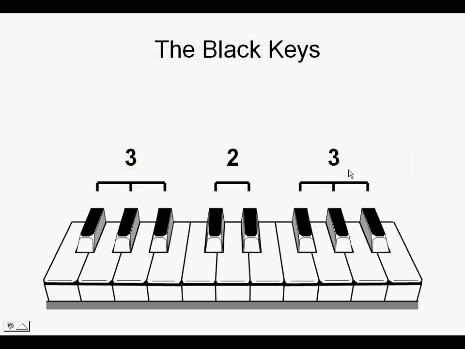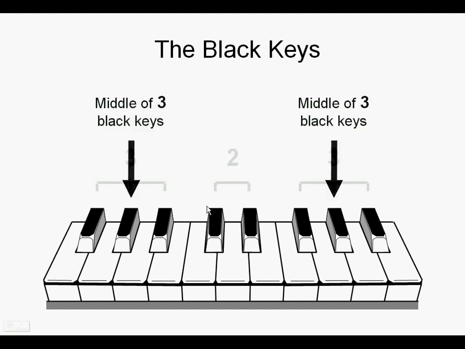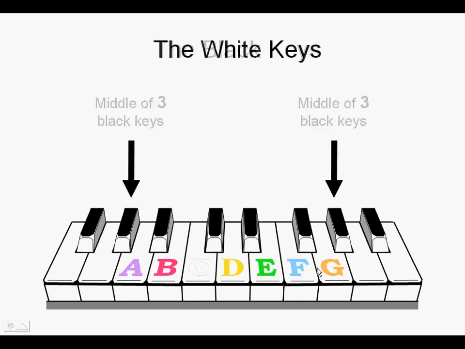The black keys are in groups of 3 and 2, so we can easily find our way. A good place to begin is the middle of the 3 black keys, because the white keys between them are the musical alphabet. Here is A, B, C, D, E, F, G played in the middle register of the piano. These letters are repeated over and over to name all of the piano white keys.